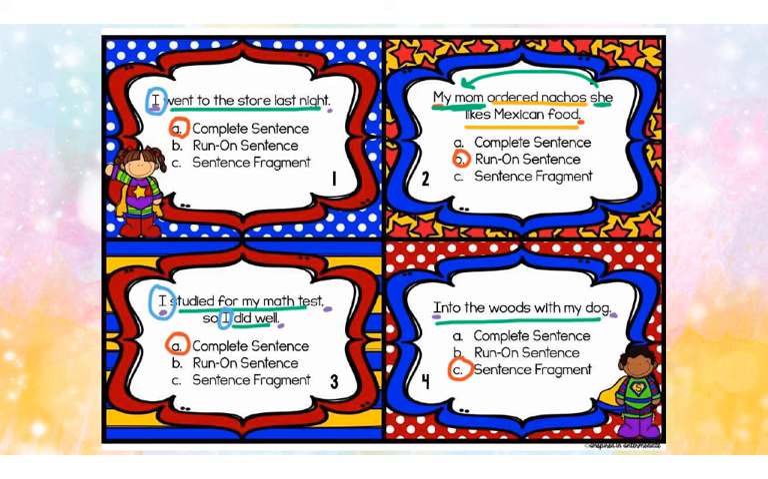All right, let's review, shall we? A good sentence has a subject, the who or the what, and a predicate, the part of a sentence that tells us what the subject is doing. A good sentence also has a capital letter at the beginning and a proper punctuation at the end. A sentence fragment is not a complete thought. It's missing a subject, a predicate, a capital letter, or it's missing the punctuation. And a run-on sentence is where two complete sentences are joined together without the correct punctuation.